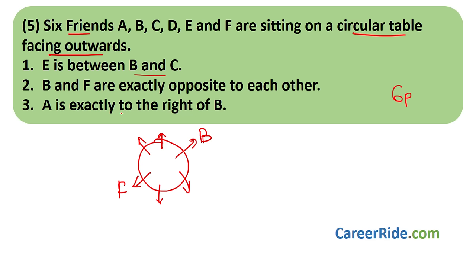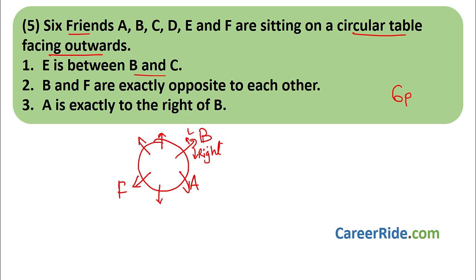Now, A is exactly to the right of B. B is facing outside, okay? So, what is the right of B now? This will be the right of B, okay? And this will be its left. So, what is exactly to the right of B? A, okay?